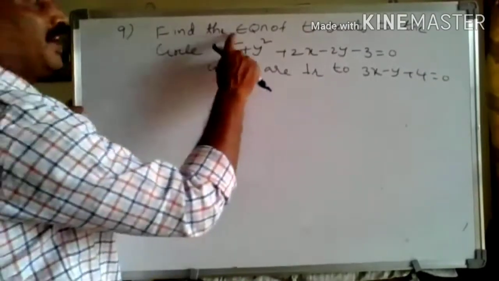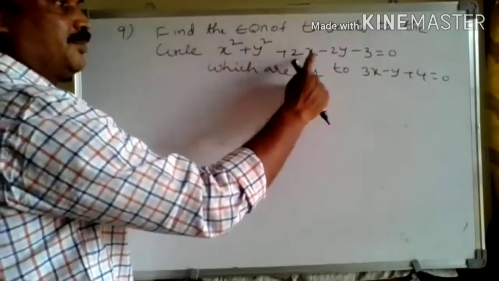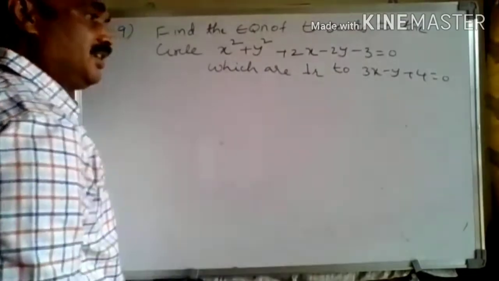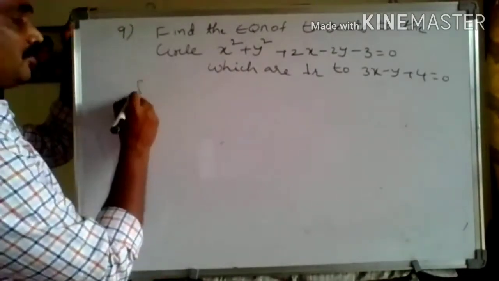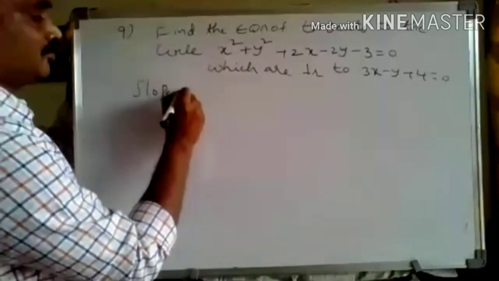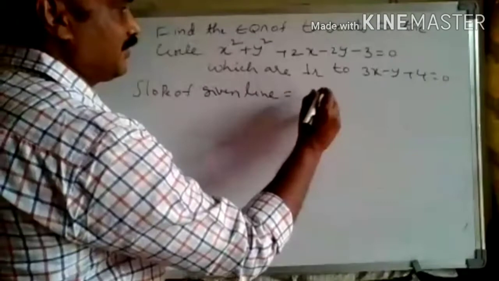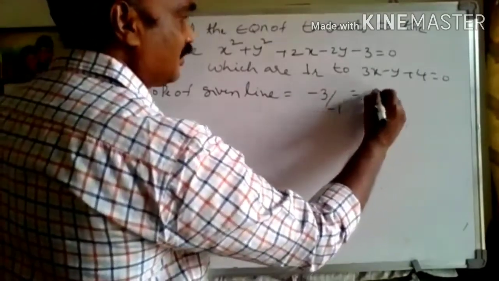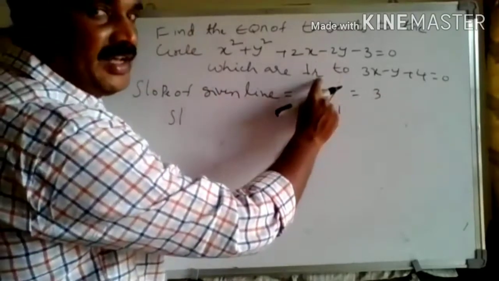Students, next problem: find the equation of the tangent to the circle x² + y² + 2x − 2y − 3 = 0 which is perpendicular to the given line. Here we take the perpendicular slope. First, the slope of the given line is equal to minus x coefficient by y coefficient, that is equal to 3. Now calculate the slope of the perpendicular tangent.